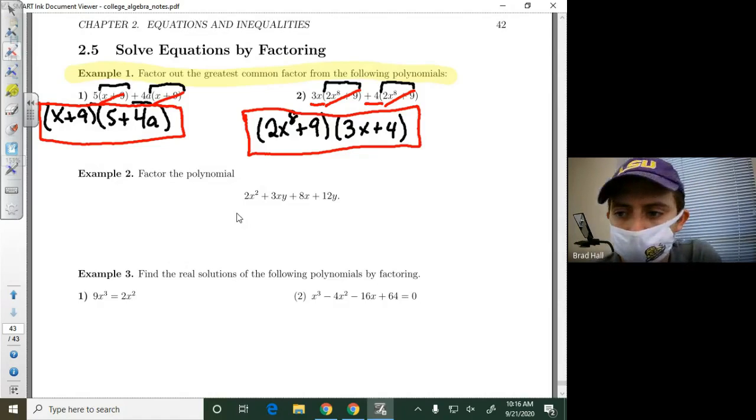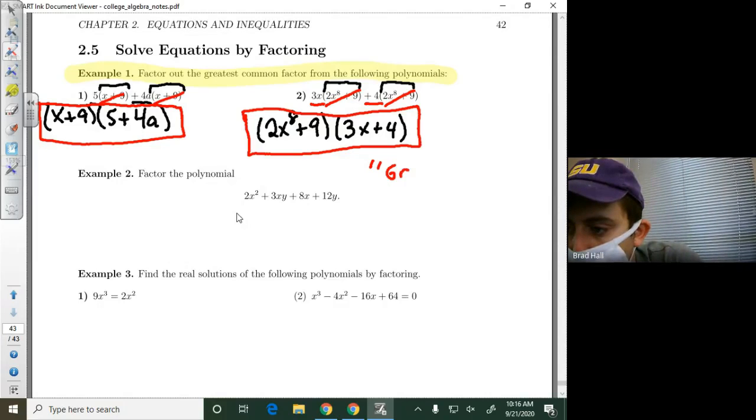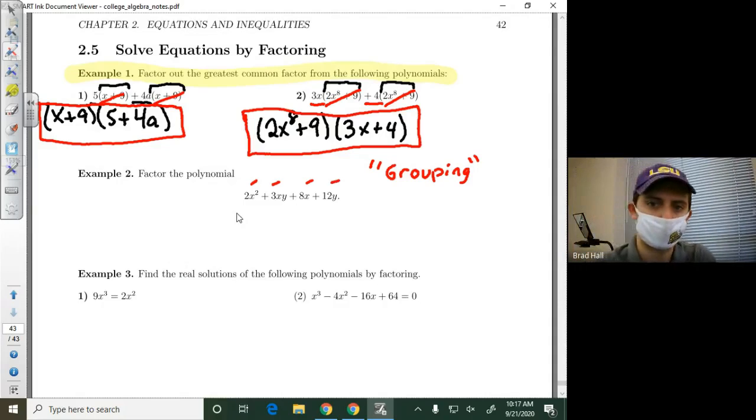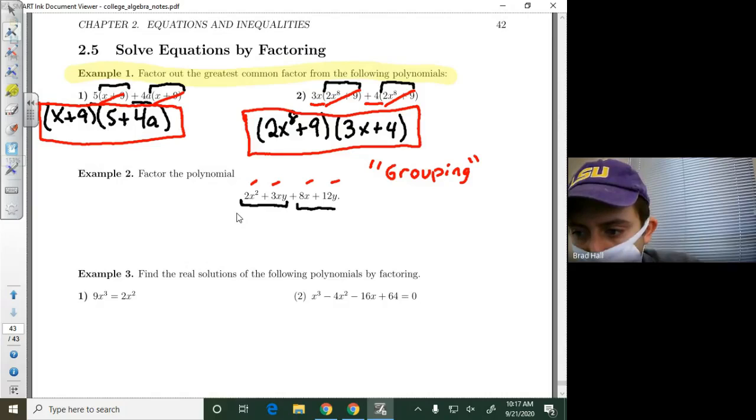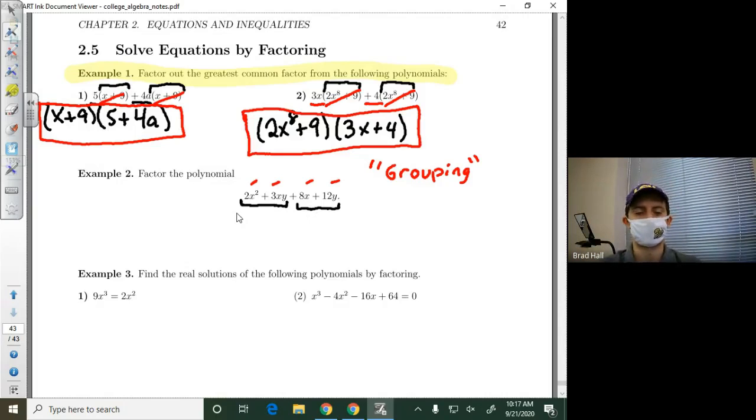So when I say grouping, you use it when you have 1, 2, 3, 4 terms. All right, so we have 4 terms here. We would use grouping. What are we grouping? We're grouping the first 2 terms and the next 2 terms. So that's what we are grouping. And for each group, what do those 2 terms have in common? That's what we're looking for.